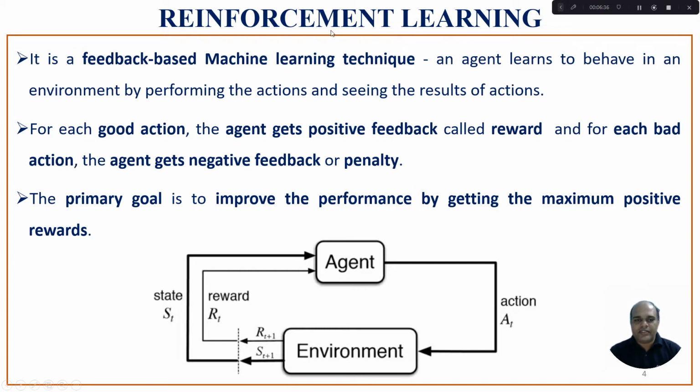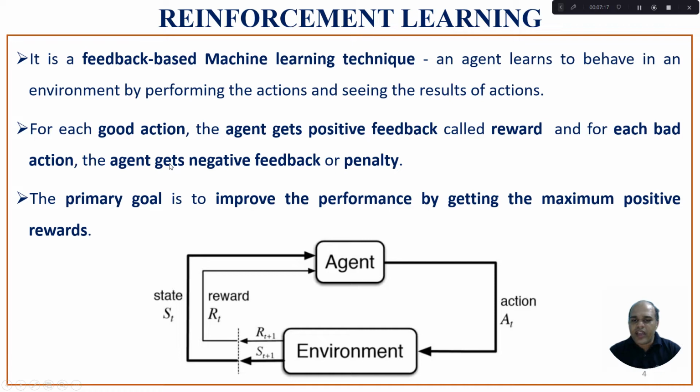So first, let us start with the introduction of reinforcement learning. It is a feedback-based machine learning technique. It gets the feedback based upon the action performed by the agent. So for example, let us take an agent which is a robot. It is put into an environment which is not familiar to that robot, right? So it is going to do some actions in that unknown environment. Based upon its action, whether it is going to reach the final destination or not, it will be given a reward or a penalty.